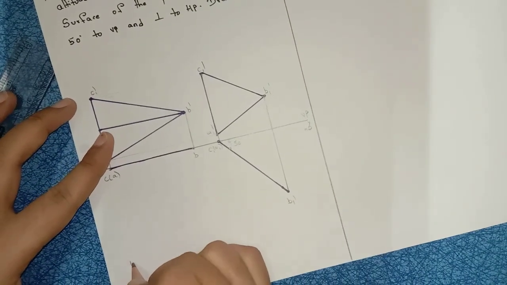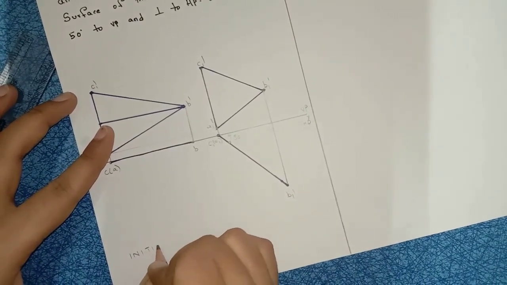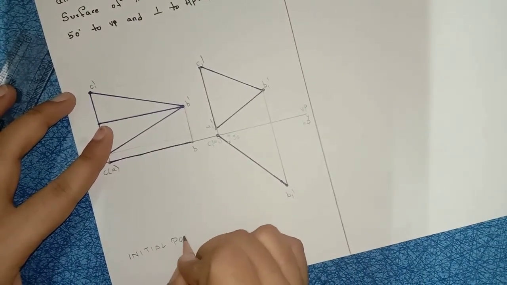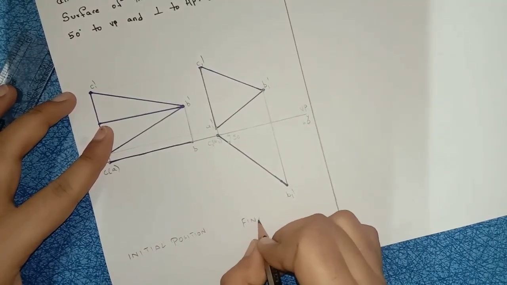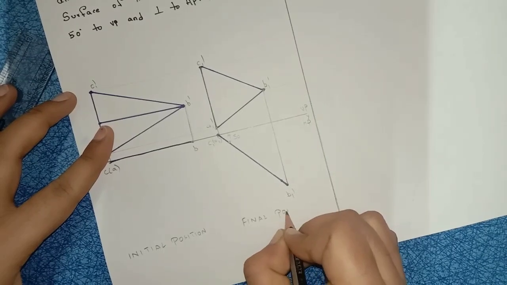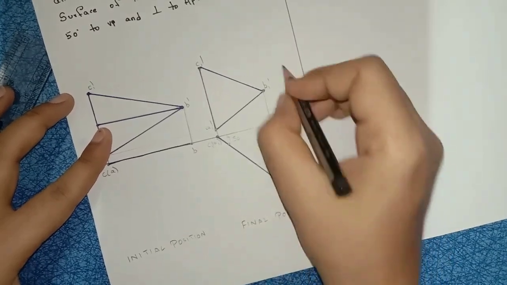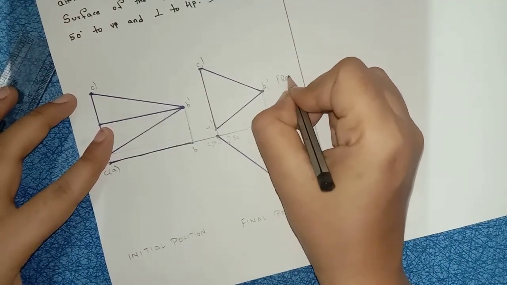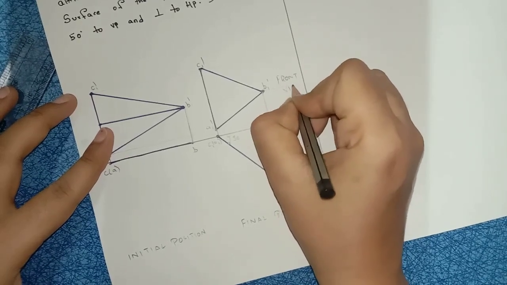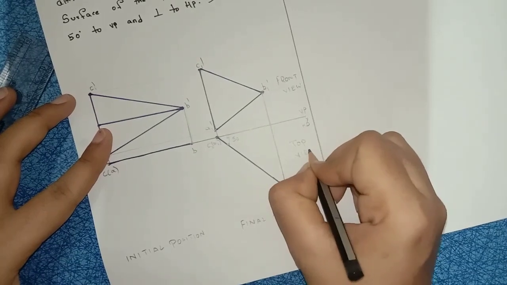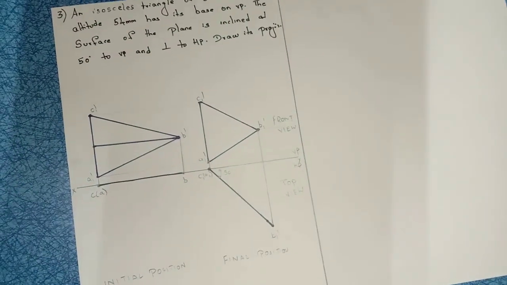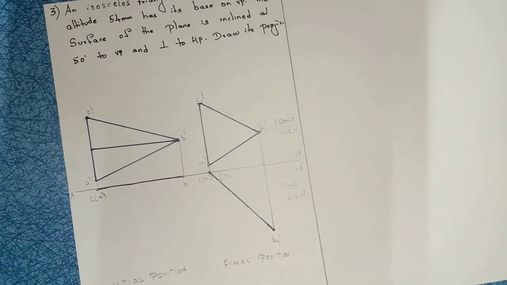After completion of your problem, write down here, this is your initial position, and this is your final position. Always above the reference line is your front view, and below the reference line is your top view.